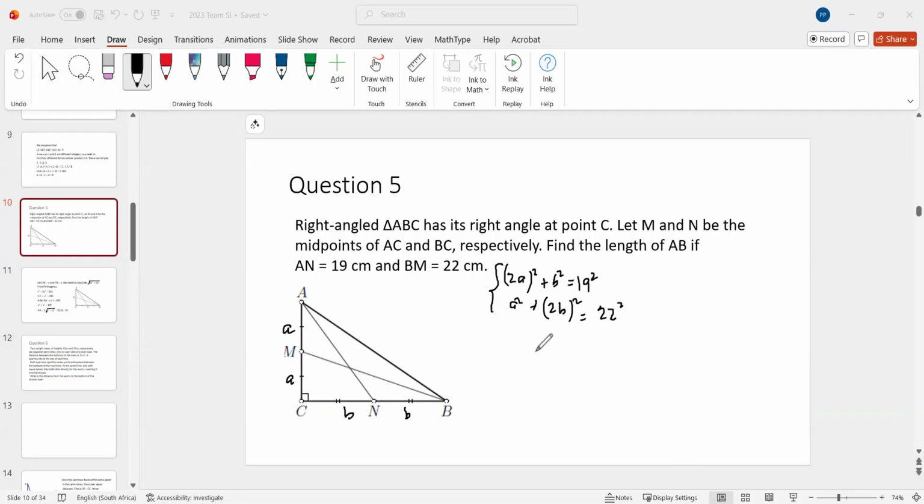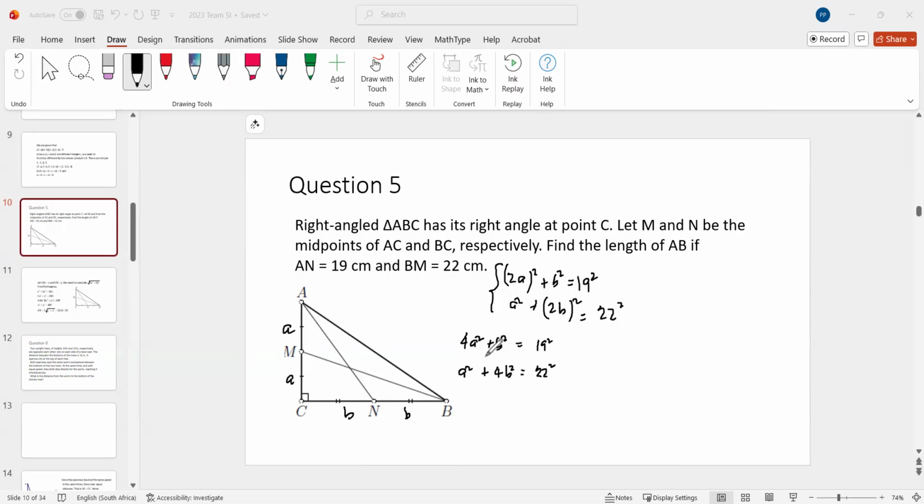Okay, and if you rewrite this, you'll get 4A squared plus B squared equals 361. And this is A squared plus 4B squared is equal to, maybe I'm not going to square them and multiply all these answers. I might be able to just leave these squares intact, and I might be able to find an easier way, instead of squaring all these huge numbers and working with these big numbers. Just leave it like that. So this is 19 squared. This is 22 squared.